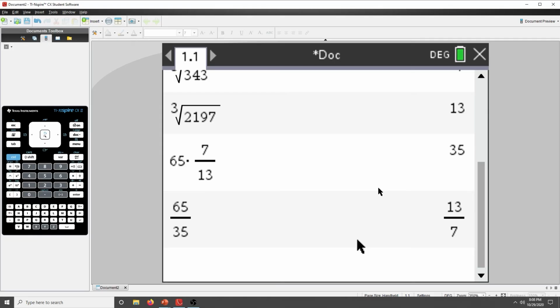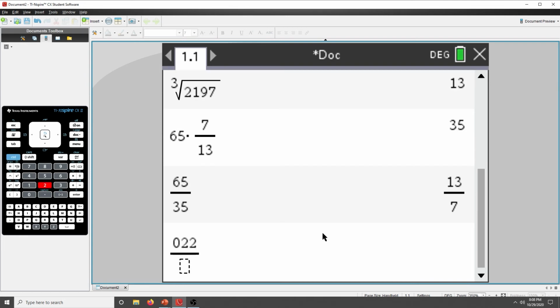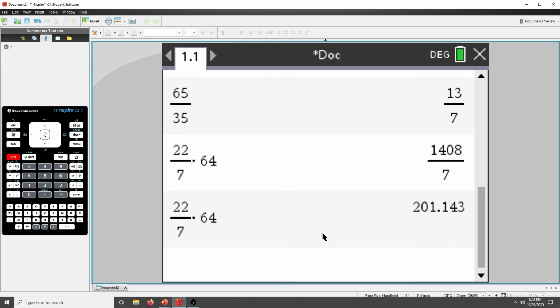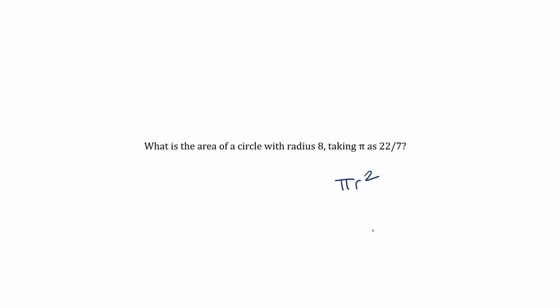So you should be able to do this. What is the area of a circle with a radius 8? Taking pi is 22 over 7, because that's what they make you do. So pi r squared is 22 over 7 times 8 squared, which is 64. 201.143. That is literally pretty much a question on the test, about as easy as it gets. And this is units squared.